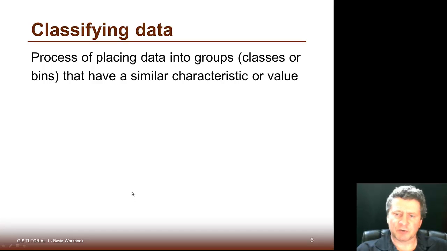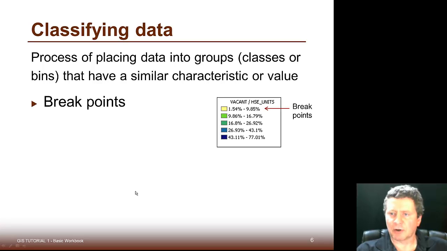Classification is a means by which we take the attribute table data and cut it into groups called classes or bins, which share certain similar characteristics. For example, here for vacant units, if there is 2 to 9% vacancy, that'll be colored yellow. Yellow is a calm, non-aggressive color, if you will. But as you go to the higher numbers, you get this very dark blue.